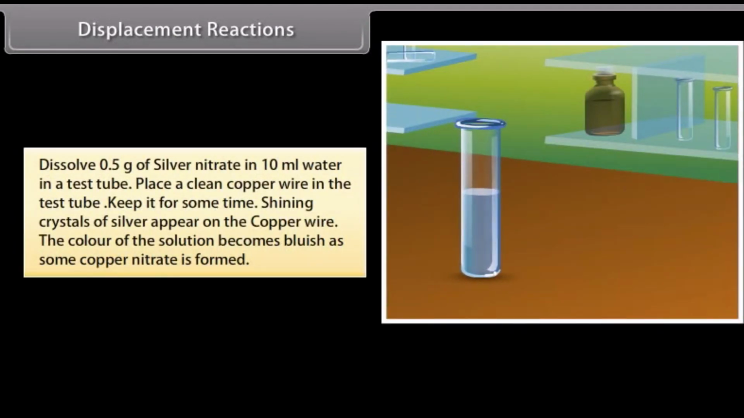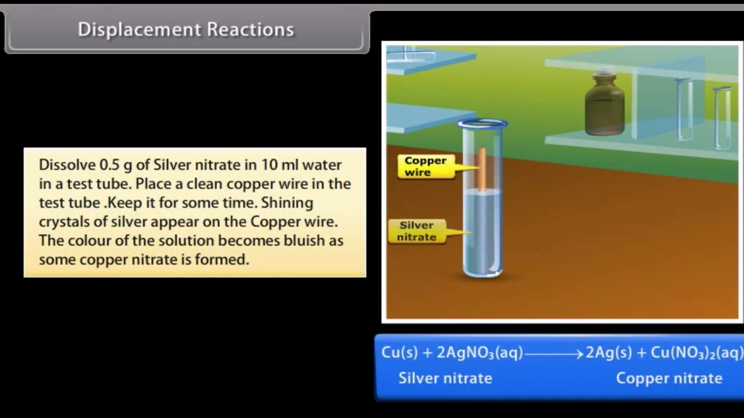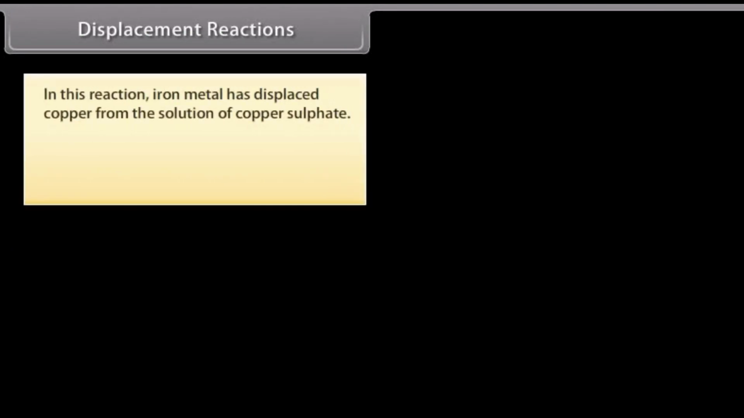Dissolve 0.5 gram of silver nitrate in 10 ml water in a test tube. Place a clean copper wire in the test tube. Keep it for some time. Shining crystals of silver appear on the copper wire. The color of the solution becomes bluish as some copper nitrate is formed. In this reaction, iron metal has displaced copper from the solution of copper sulfate.